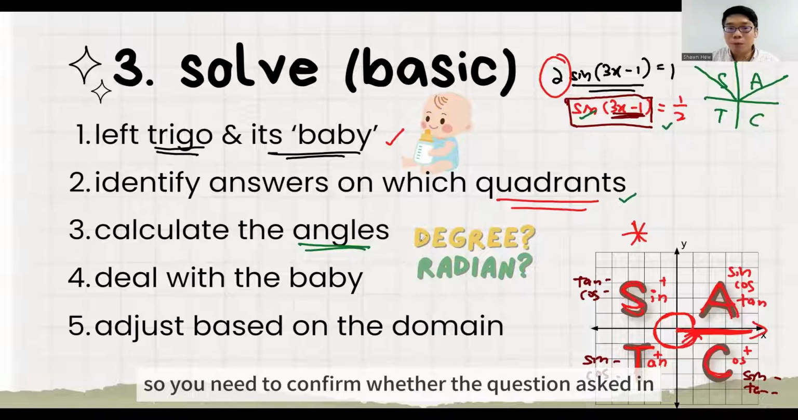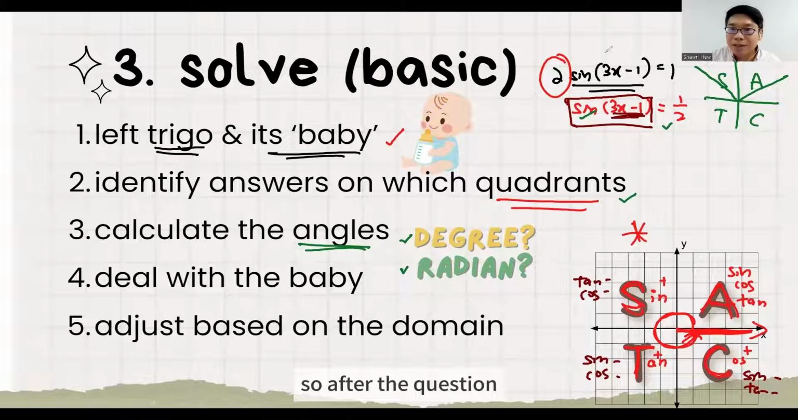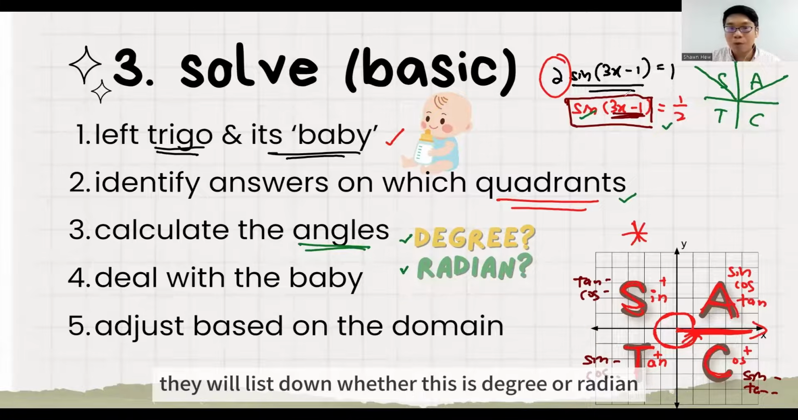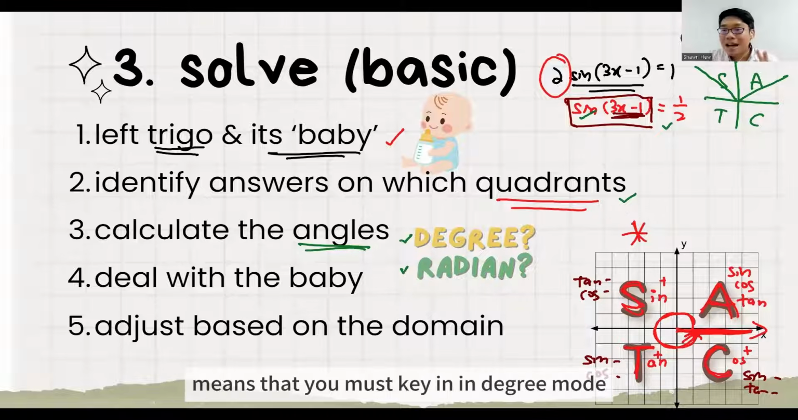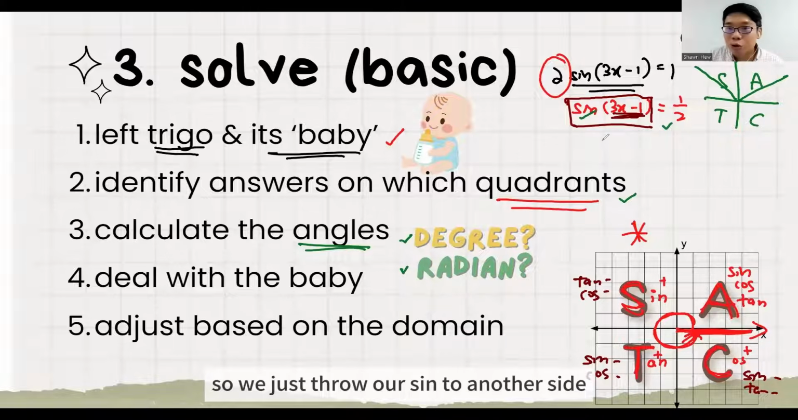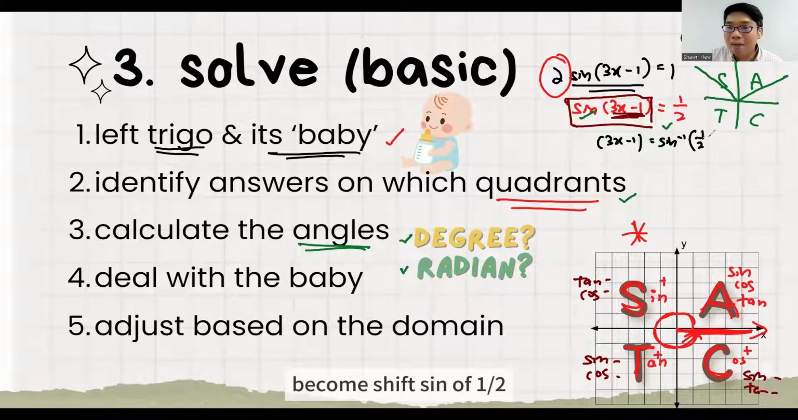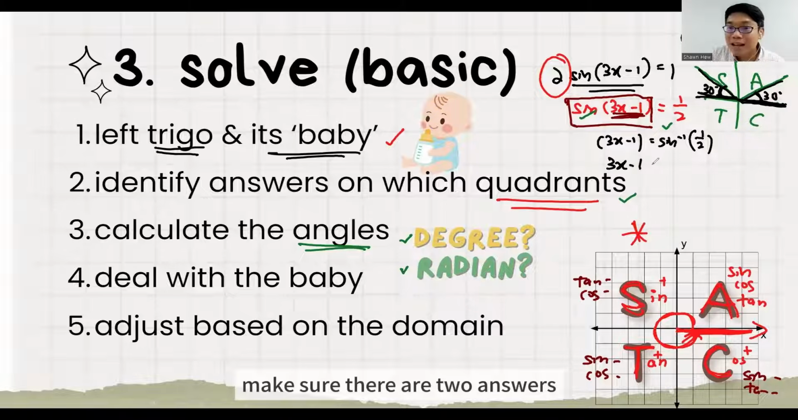You need to confirm whether the question is asked in degree mode or radian mode. After the question, they will list down whether it is degree or radian. For example, if my x is between 0 to 360 degrees, you must key in degree mode. Make sure your calculator is in the correct mode. So we shift the sine to the other side, becoming shift sine of half. You get 30 degrees. List down 30 degrees here. Make sure there are two answers.